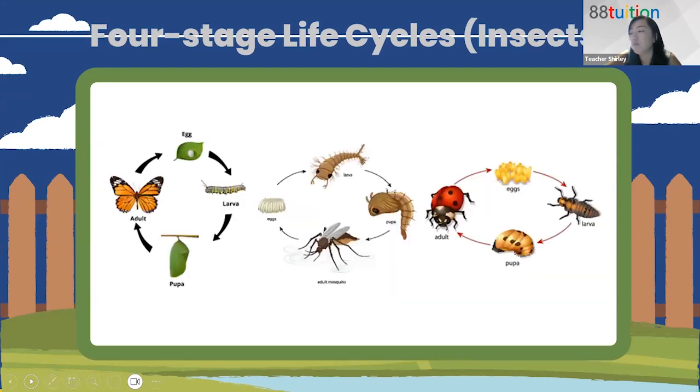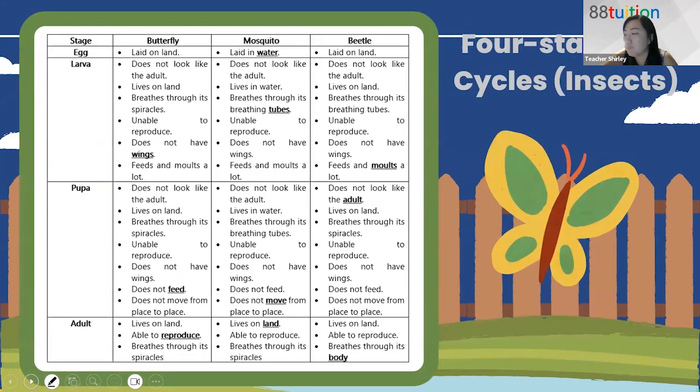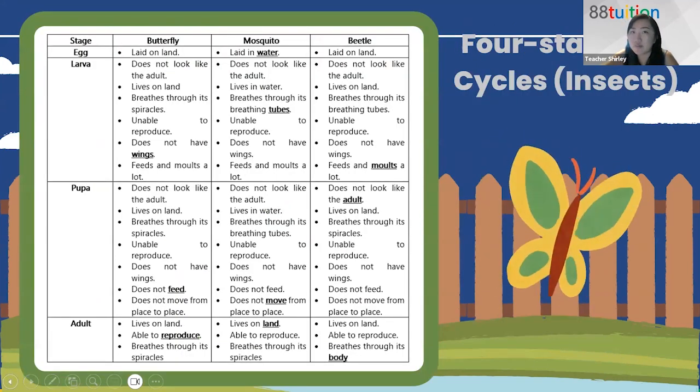Now we're going to move on to 4-stage life cycles. As you can see, the common ones will be your butterfly, your mosquito, as well as your beetle. In this case, it's a ladybug beetle. Sometimes you'll be tested on mealworm beetle as well, but the stages are actually quite similar.